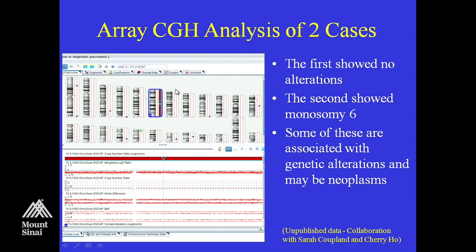So in some of these, you can see genetic alterations, and it's possible that some of these actually do have clonal genetic changes in them. But really, I think we just don't know a lot about what's going on genetically in these tumors.